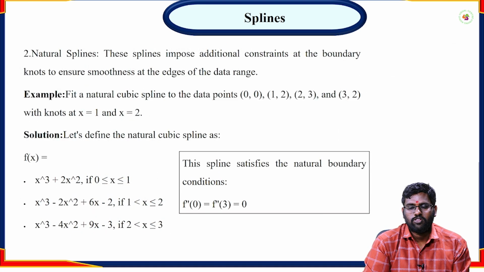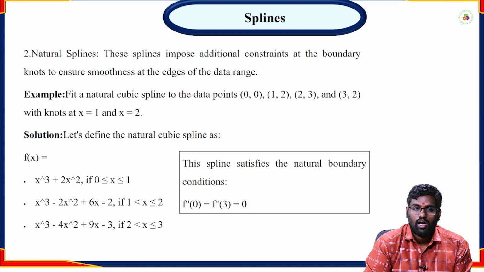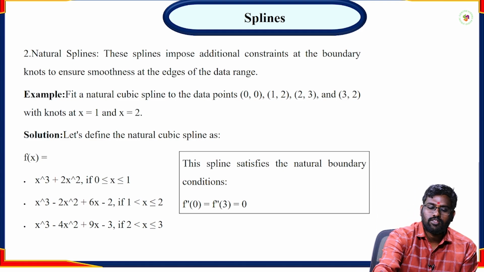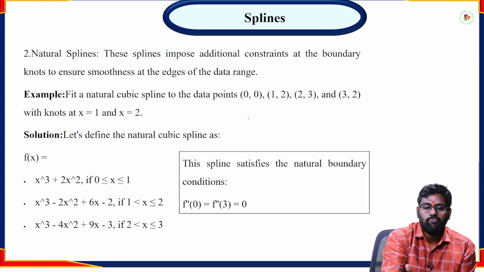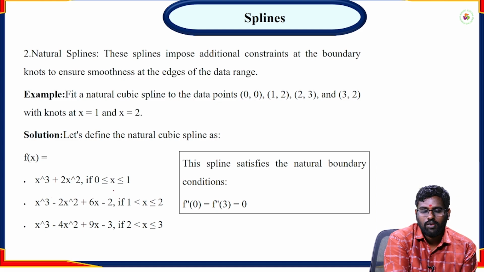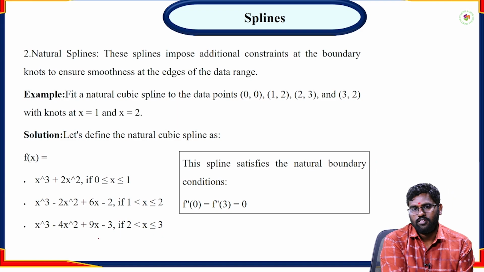Next one, natural splines. So natural splines means the data, whatever data we have to begin. For example, I have taken the cube points 0, 0, 1, 2, 2, 3, 3, 2, 0, 2, x is equal to 1 and 2. So for the condition, if 0 to 1, the x cube plus 2x power 2 is 0. In the 0 to 1 interval, this condition is this one. Next, in the 1 to 2 interval, the condition is this one. And in the 2 to 3 interval, the equation is this one.